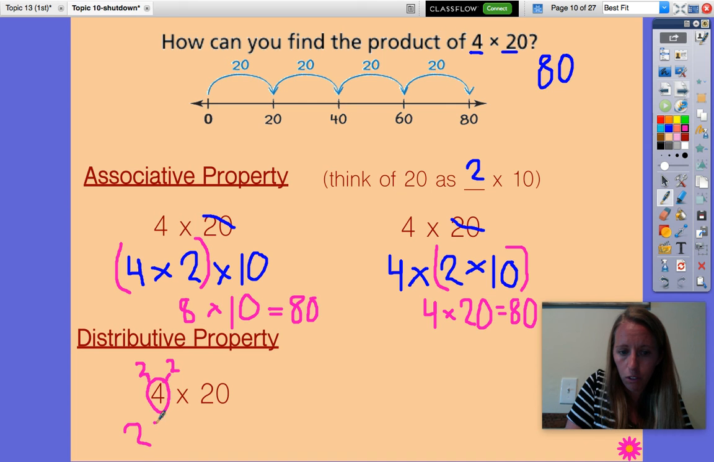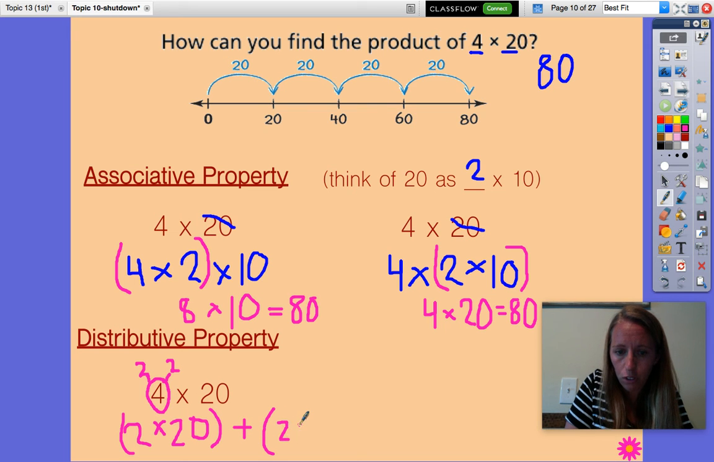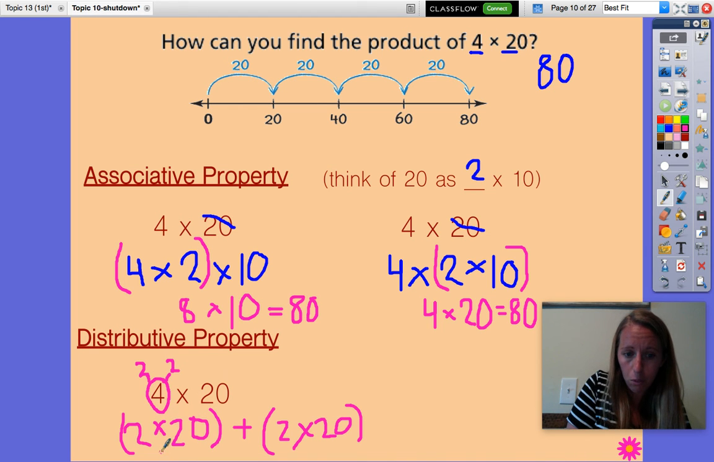So you do 2 times 20 plus another 2 times 20, right? We took the 4, split it up into 2 and 2, and you multiply them both by the other factor. So 2 times 20 is 40. Sorry, this is a little small. Plus another 2 times 20 is 40. What is 40 plus 40? It is 80.